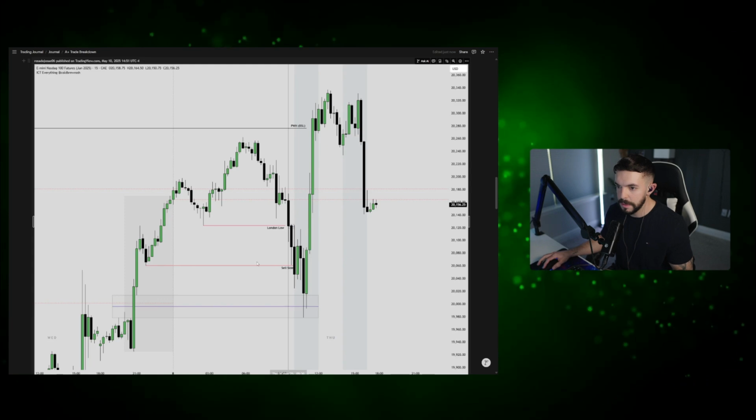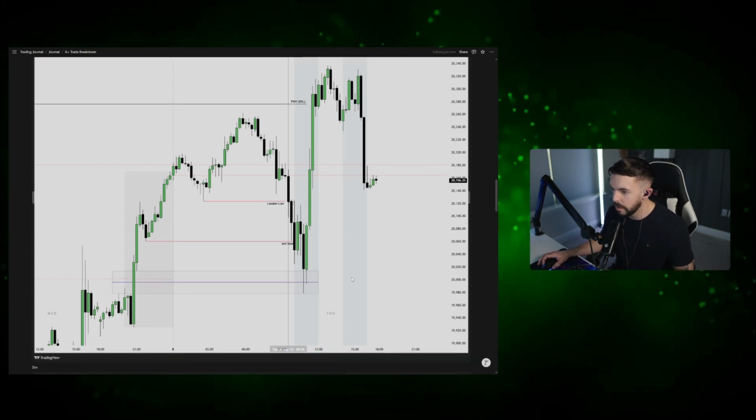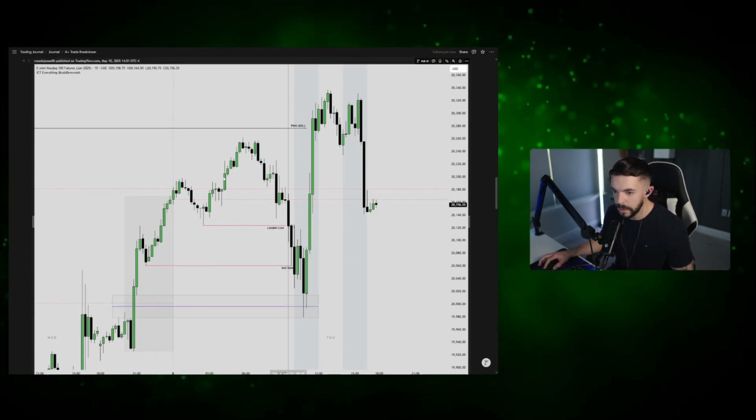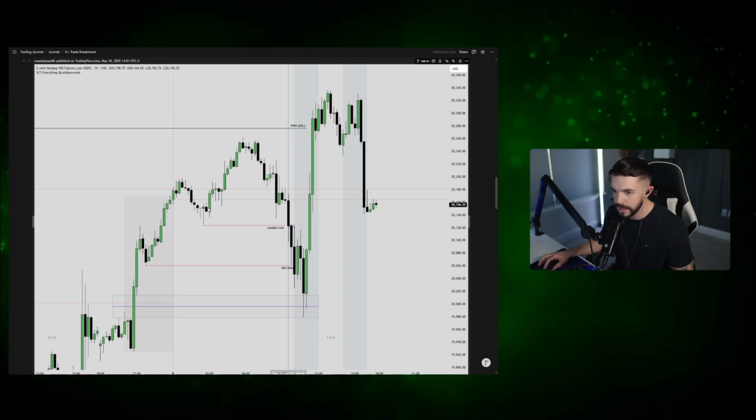Okay, so here on the 15-minute, we got a clear view of what's going on. We push higher towards London session, right? London session, we push higher.